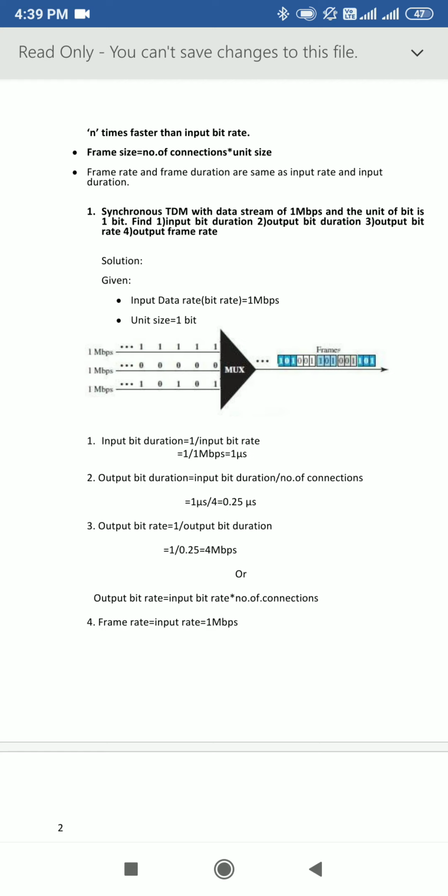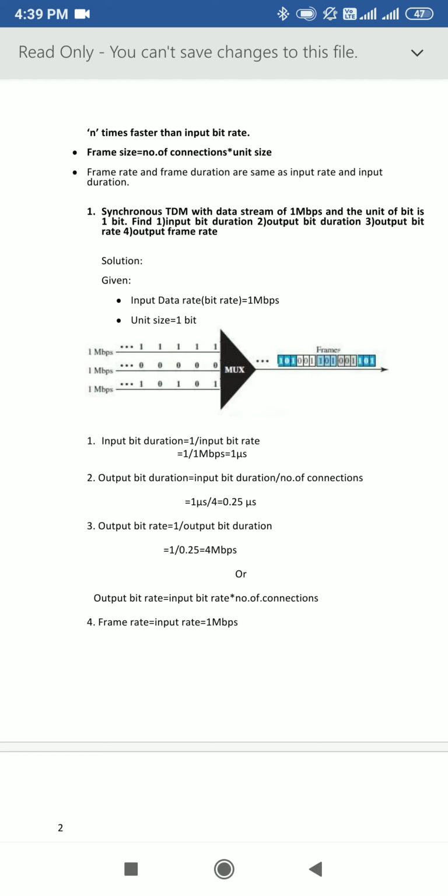To solve the problem, first draw the diagram and write what the given things are. Then see what they asked. They asked you to calculate the input bit duration. Again, as I told you, bit duration and bit rate are always inversely proportional to each other. Bit rate and data rate are both the same. So 1 Mbps is nothing but the input data rate or input bit rate.